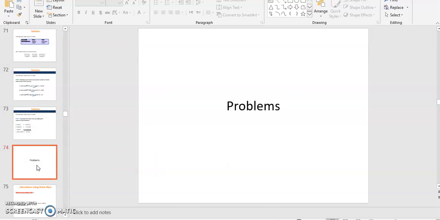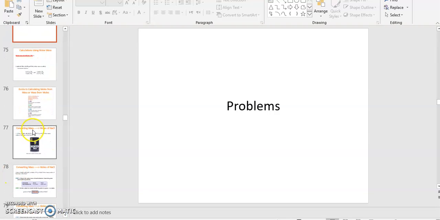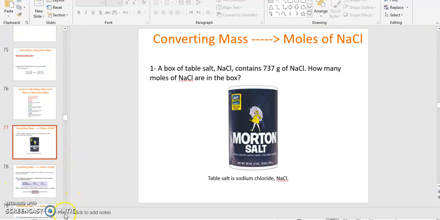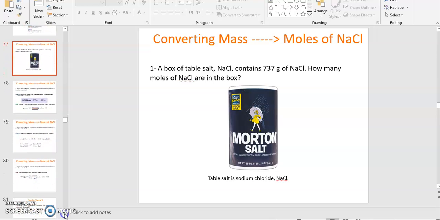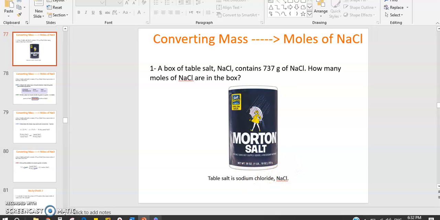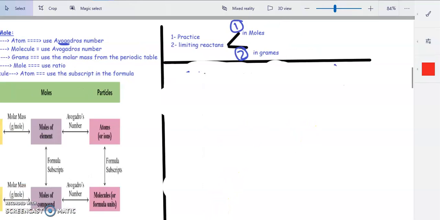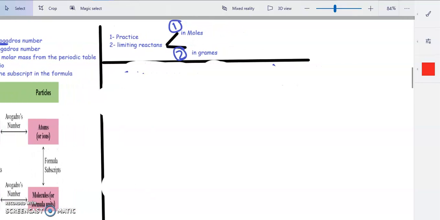More problems. Let's get another example here to actually explain it. And we will be using the salt example. So here it says a box of salt containing 737 grams of NaCl and looking for how many moles of NaCl are in the box. So I will go into here so I can actually help you by explaining this.